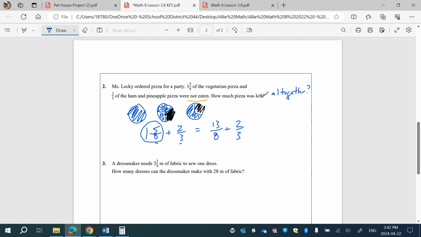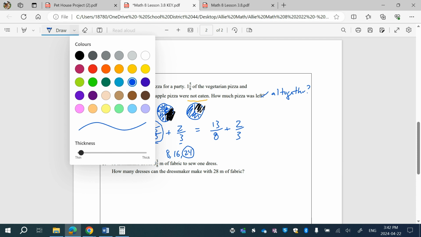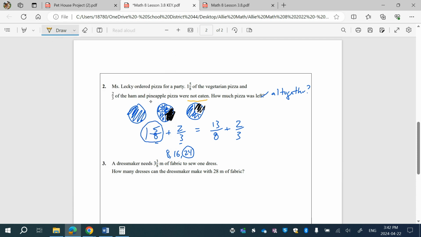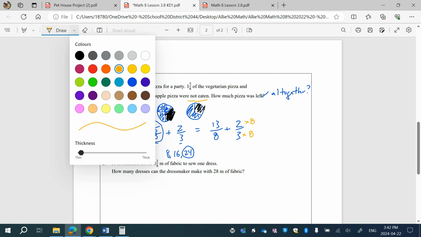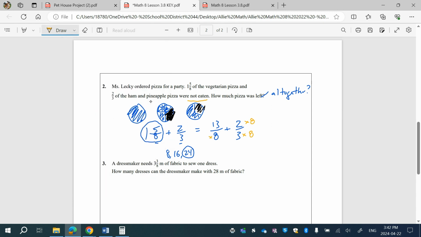And now we have to ask ourselves, okay, what's the first number that both 8 and 3 can go into? 8 goes into 8, 16, 24. 3 doesn't go into 8, doesn't go into 16, but it does go into 24. So let's, I'll do this in a different color. Multiply here by 8 and by 8. And then let's multiply here by 3 and by 3.